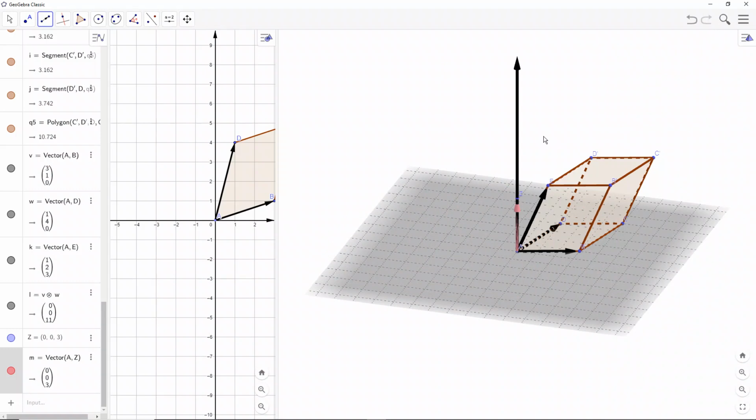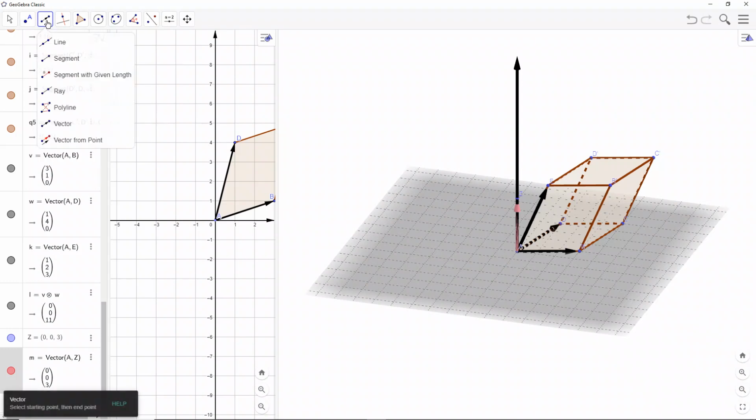Anyway, I really don't like these features in GeoGebra. But anyway, this vector that you see here is exactly the orthogonal projection of this vector onto that cross vector. How can we see that?